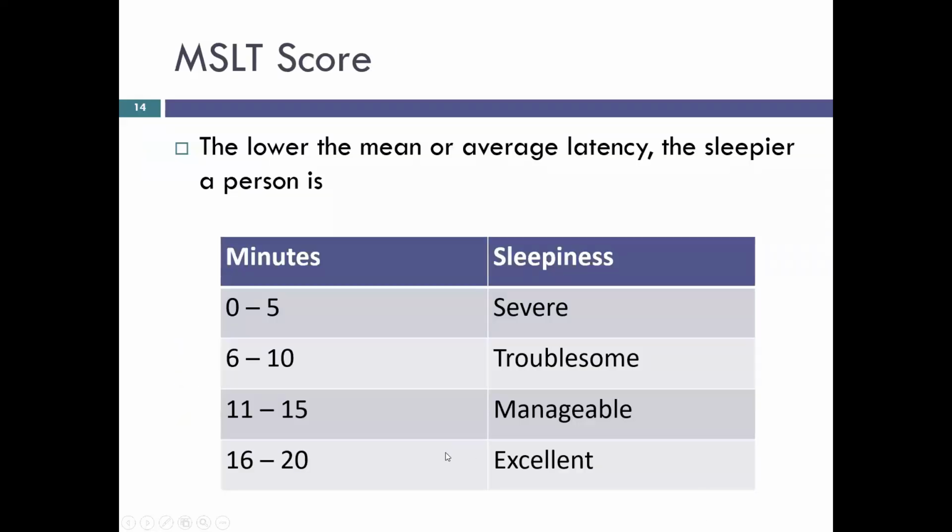The lower the average, the sleepier they are. So if they have a mean sleep latency of between 0 and 5 minutes, they have severe sleepiness. 6 to 10 is considered troublesome. Remember, the normal sleep latency is 10 to 20 minutes, so we can work with that. So a mean sleep latency between 11 and 15 is manageable. 16 to 20 is excellent, because if you're given the chance to sleep, eventually you will sleep. It might not be happening on every single nap, but eventually you might.